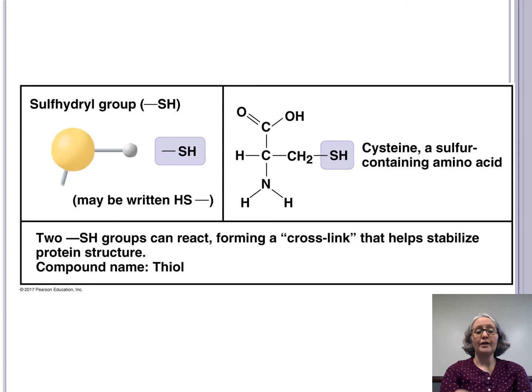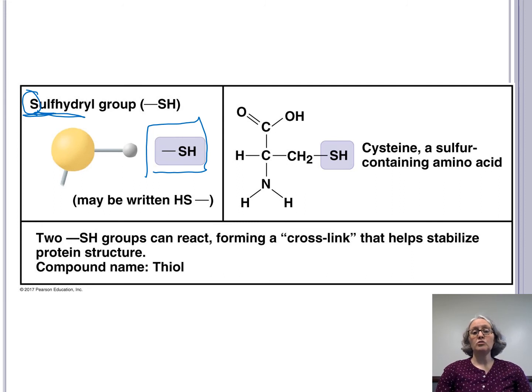Next, we have the sulfhydryl group. The sulfhydryl group, focus on that S sound, is the only one with a sulfur atom. It's a sulfur bound to a hydrogen. Sulfhydryl groups are important, especially in proteins, because when you get 2 sulfhydryl groups next to one another, they're going to grab onto each other very tightly and create what's known as a crosslink. This helps stabilize protein structure. When you add sulfhydryl groups to atoms, these compounds are then called thiols.